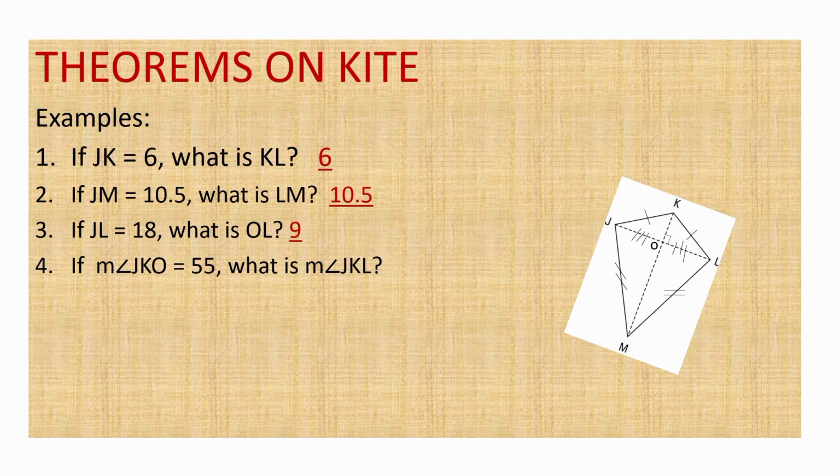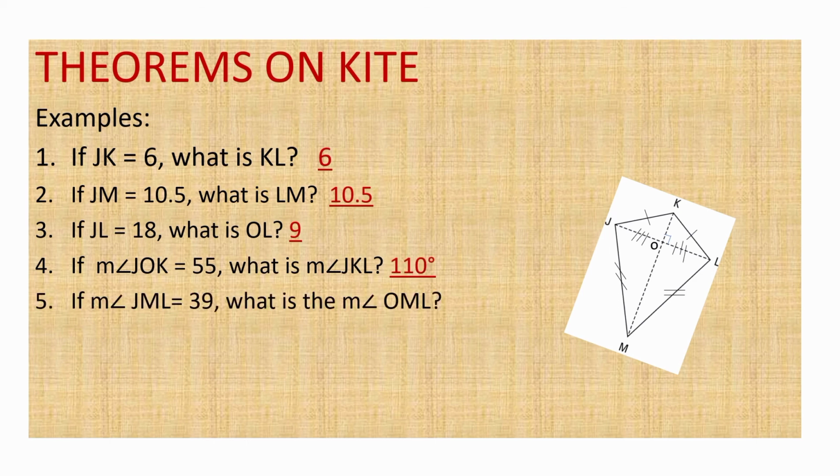Question number 4. If the measure of angle JKO is equal to 55, then what is the measure of angle JKL? The answer is 110 because JKO is 1/2 of angle JKL. So 55 plus 55, that is 110 degrees.